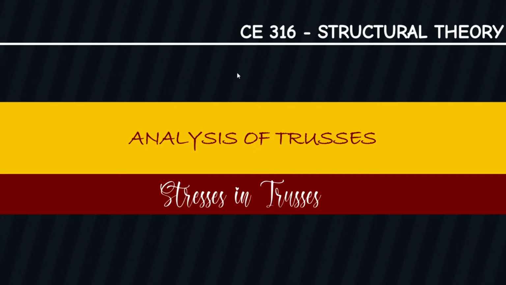Then, the joints are usually assumed to act as frictionless hinges or pins, but they are often riveted or otherwise connected so that some end restraint is developed.